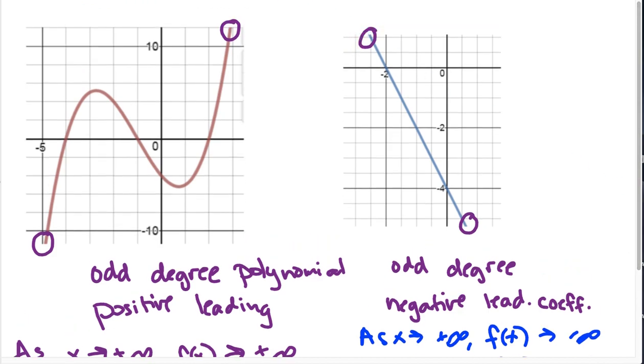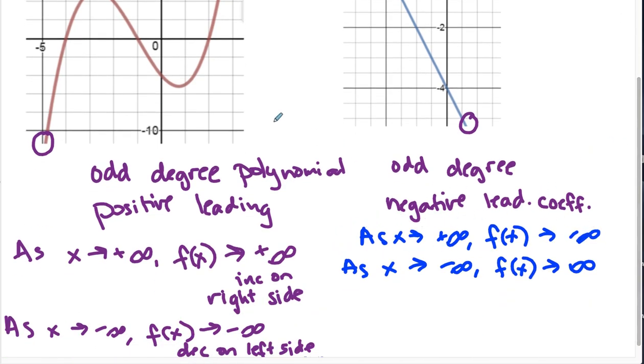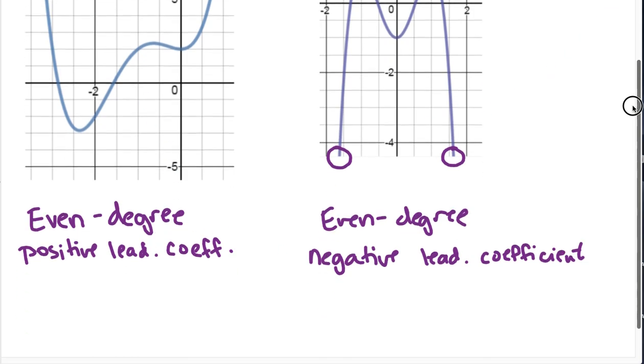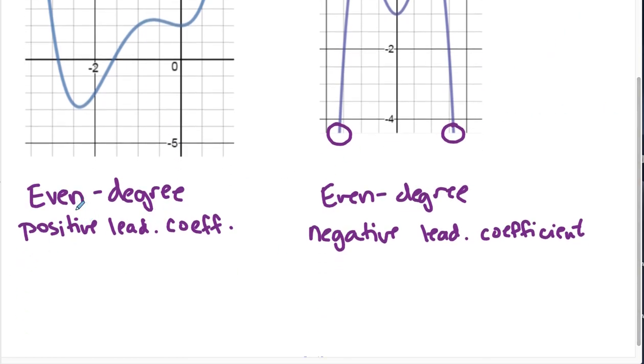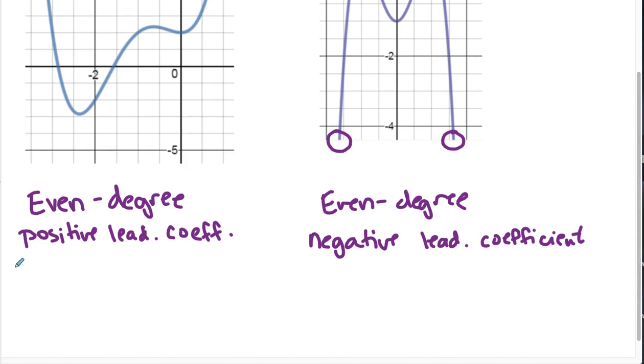That's how you would describe the end behavior. Let's take a look at our even degree here. We know that if it's an even degree and a positive leading coefficient, both ends are increasing. So this would be relatively easy to describe.